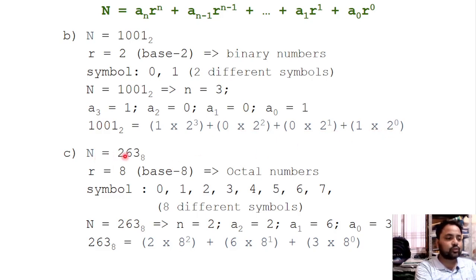Similarly, n equals 263 to the base 8. This is the octal number system, r equals 8, the base is 8. So the symbols are 0, 1, 2, 3, 4, 5, 6, 7. There are 8 different symbols, and we will use 263 in the 3 places to the base 8: 2 into 8 to the power 2 plus 6 into 8 to the power 1 plus 3 into 8 to the power 0.